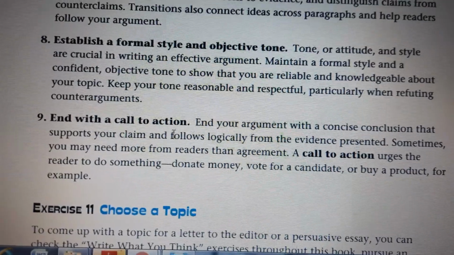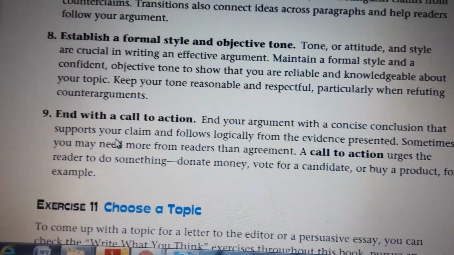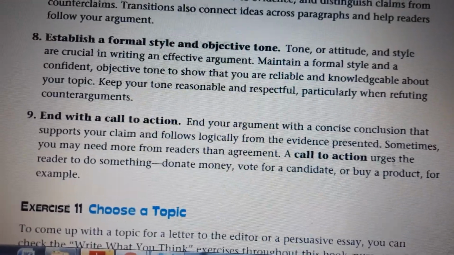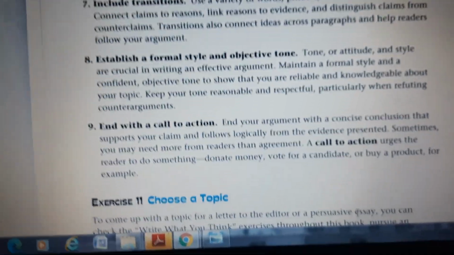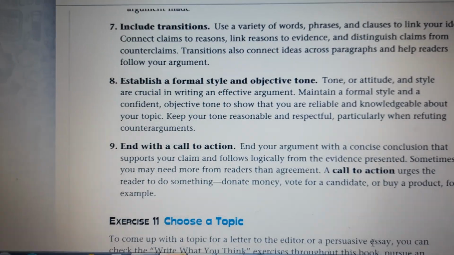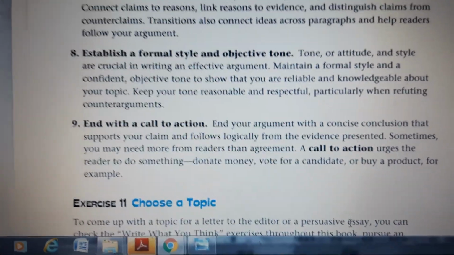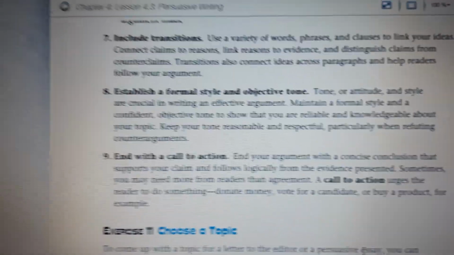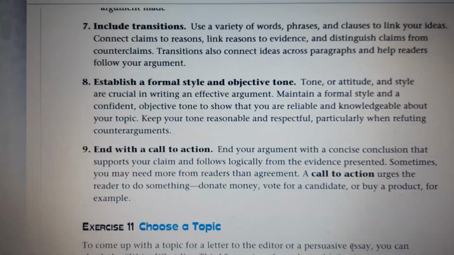End with a call to action. End your argument with a conclusion that supports your claim and follows logically from the evidence presented. I have said that before, and I'm gonna say it again. If you have a new idea or a new reason, do not write it in your conclusion. Just go back to your body paragraph and add it, okay. The conclusion should just summarize your opinions, the whole paper, okay.